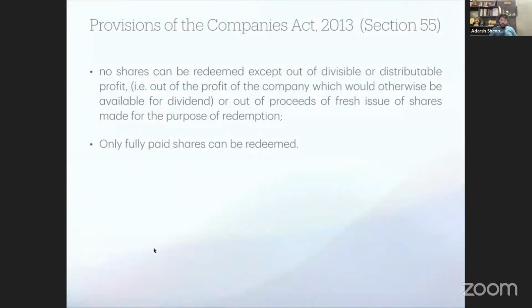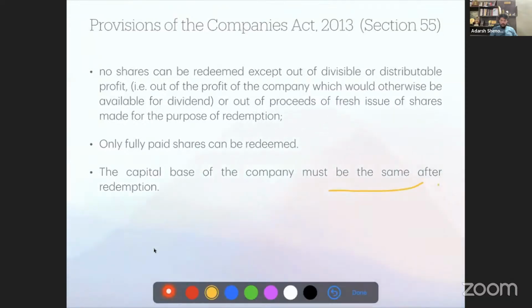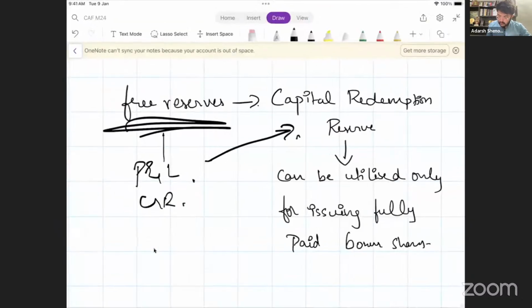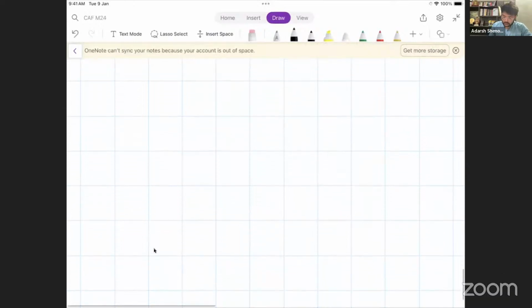Only fully paid shares can be redeemed. The capital base of the company must be the same after the redemption. This is what I was telling you right from the beginning. Premium payable on redemption. Okay. If there's any premium, additional face value can adjust the code. In case of companies to whom section 133 is not applicable, can utilize security premium. Okay. This is an important point. I mean, we'll not use it anywhere, but you should know this.